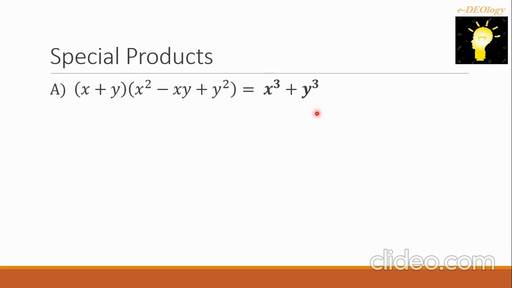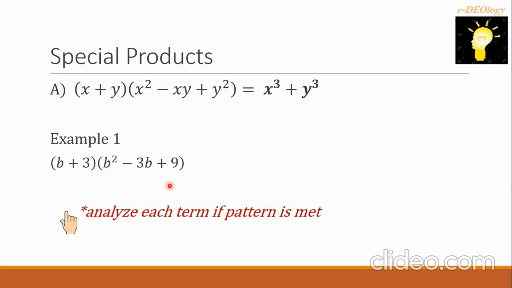Now we are ready to use this formula when we encounter multiplication of polynomials of this pattern. Let's have example 1. b plus 3 multiplied by b squared minus 3b plus 9. First, let us analyze each term if the pattern is met. So there is no question with the binomial. We will simply check the trinomial part.